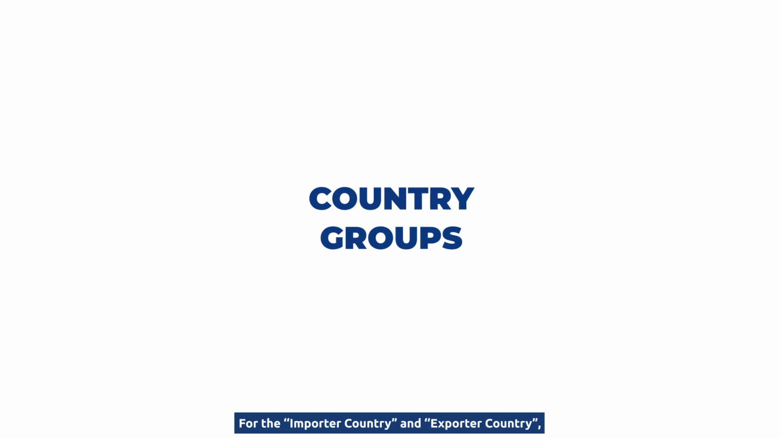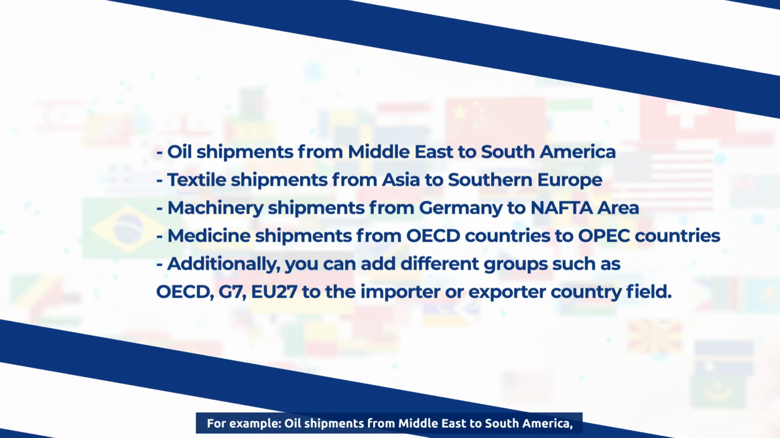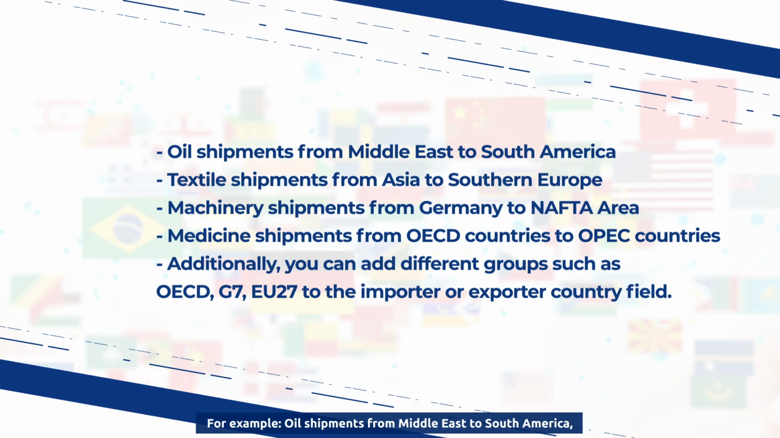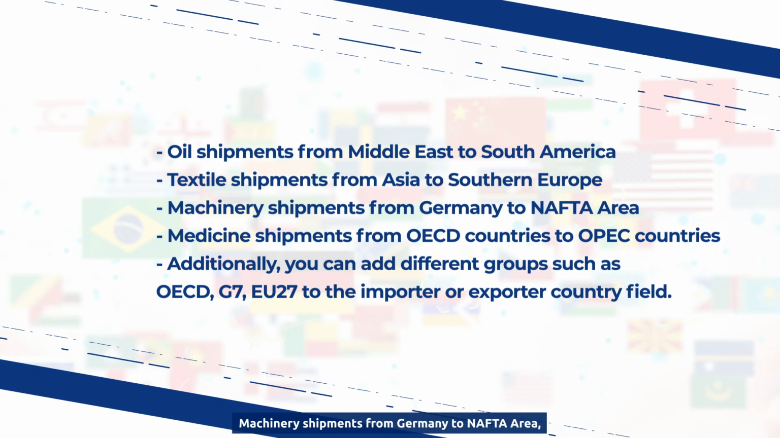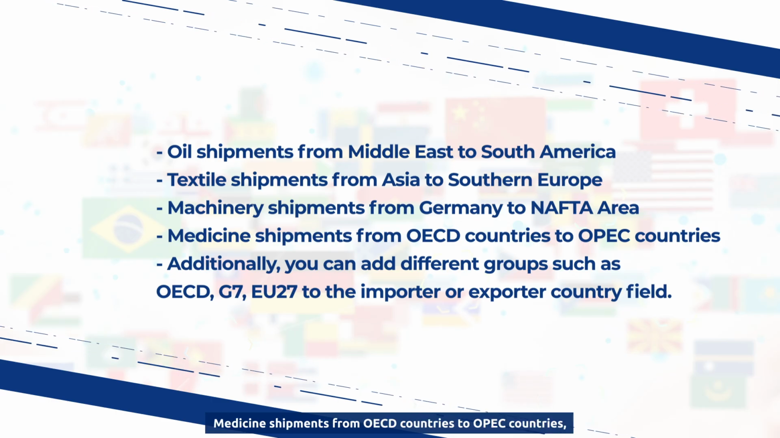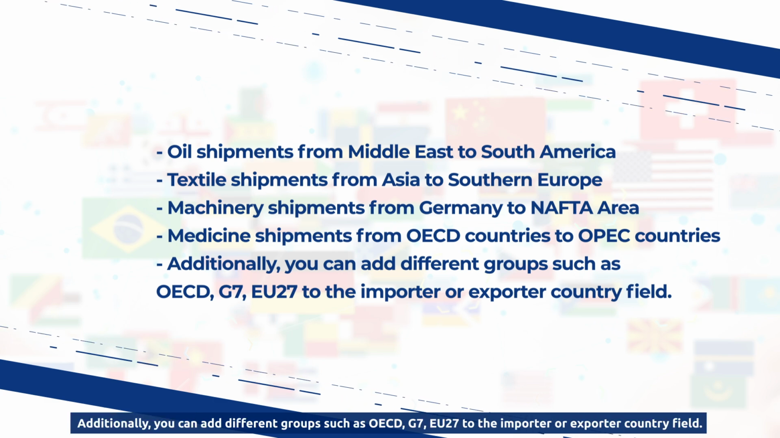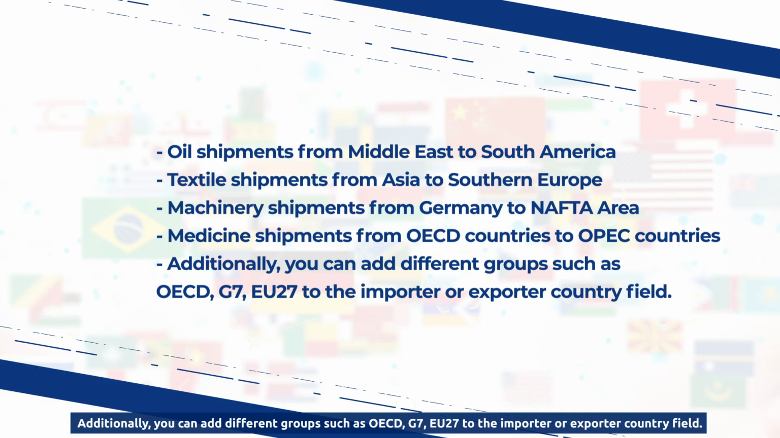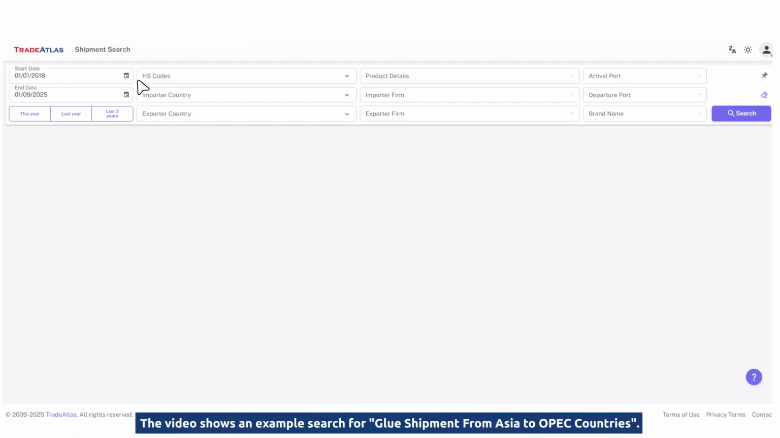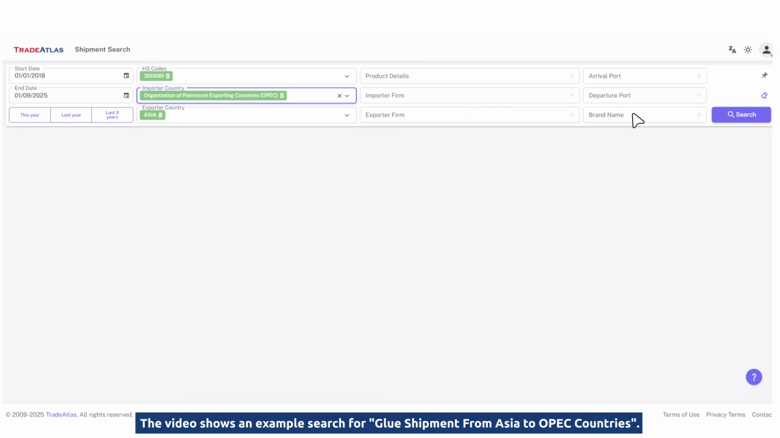For the importer country and exporter country, you are allowed to select predefined country groups instead of a single country. For example, oil shipments from Middle East to South America, textile shipments from Asia to Southern Europe, machinery shipments from Germany to NAFTA area, medicine shipments from OECD countries to OPEC countries. Additionally, you can add different groups such as OECD, G7, EU27 to the importer or exporter country field. The video shows an example search for glue shipment from Asia to OPEC countries.